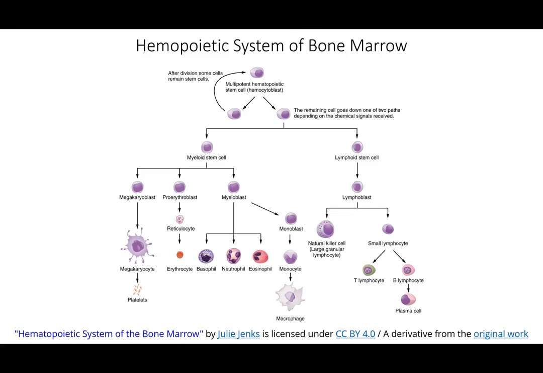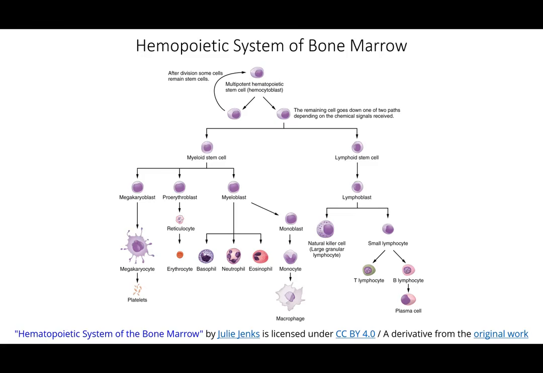So, looking in that red bone marrow, again, we start off with those stem cells all the way at the top of this flowchart. These are multipotent hematopoietic stem cells, also called hemocytoblasts. So if you haven't noticed by now, hemo refers to something having to do with the blood. So a hematologist is somebody who studies the blood. Hematopoiesis is development of blood, so on and so forth.